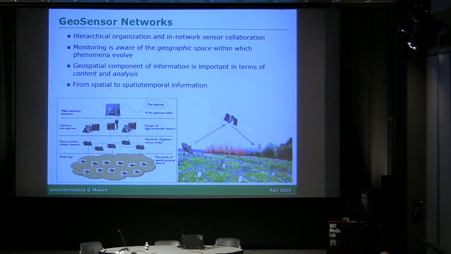When we talk about geosensor networks, we are referring primarily to hierarchical organizations of sensors, and we are hoping to have environments where sensors are collaborating in a network. The monitor in this particular case is aware of the geographic space, hence the geo term, and it's still focusing on phenomena, but we are interested in the world around the phenomena as they evolve. The geospatial component of the information is very important in this case with respect to the content and the analysis as well.